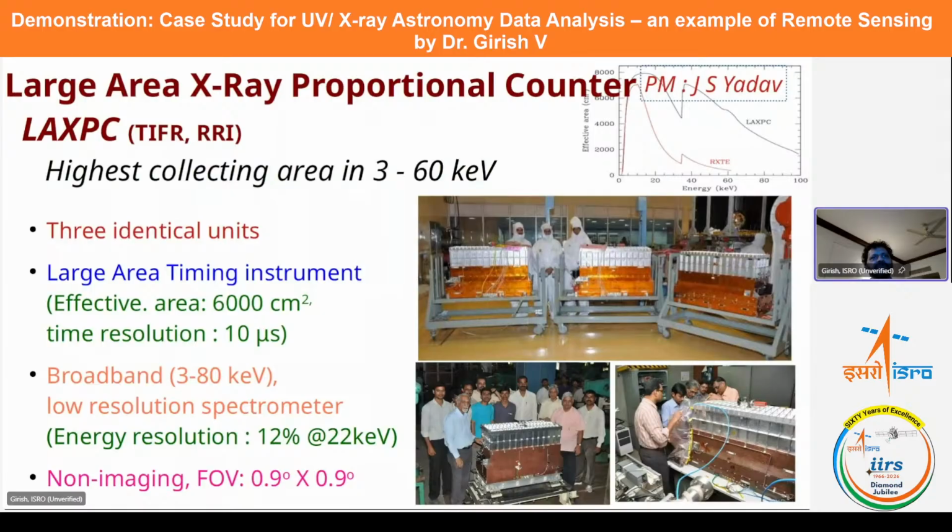One such counter is not enough, so we use multiple such wires, and together they are called an X-ray proportional counter. You can see the size of one such unit, around which people are standing. Three of them combined give you around 6,000 square centimeters of collecting area, and it was the highest collecting area when it was launched. It uses a gas called P10 gas, and you can measure up to 60 keV using this.